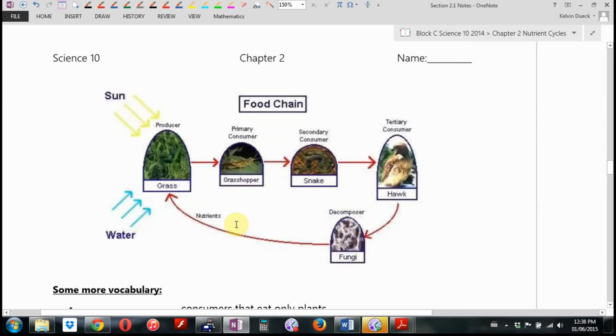Another example of a food chain. There's all sorts of different ways to represent this. Julie, they're going to give you a food chain on the provincial and ask you some questions about it. They're not scary. They're fairly easy to read, but you've got to do some thinking.